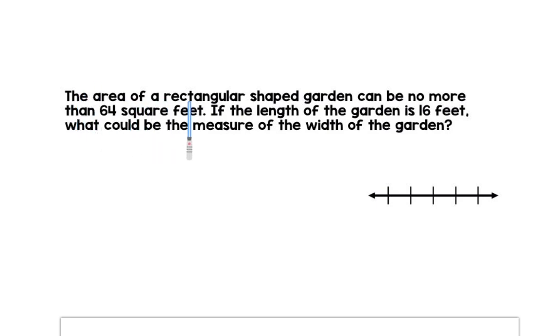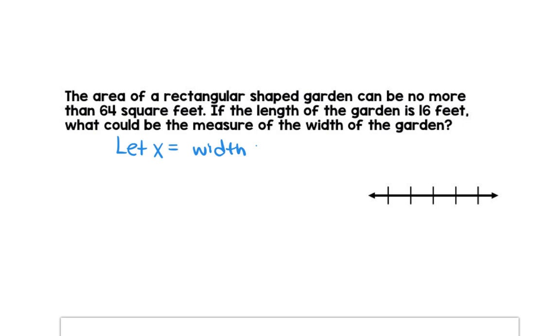The area of a rectangular shaped garden can be no more than 64 square feet. If the length of the garden is 16 feet, what could be the measure of the width of the garden? So again, we're going to have to define our variable. And our variable is going to be the unknown. So we're going to let x equal the width of the garden.